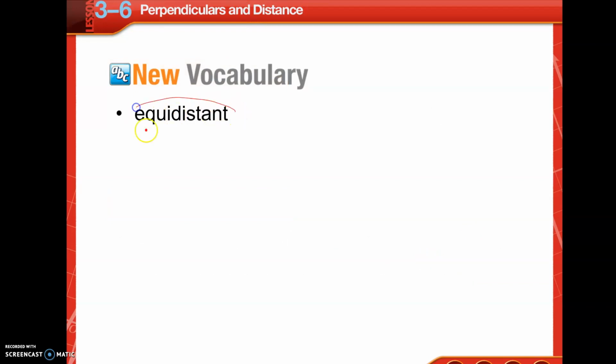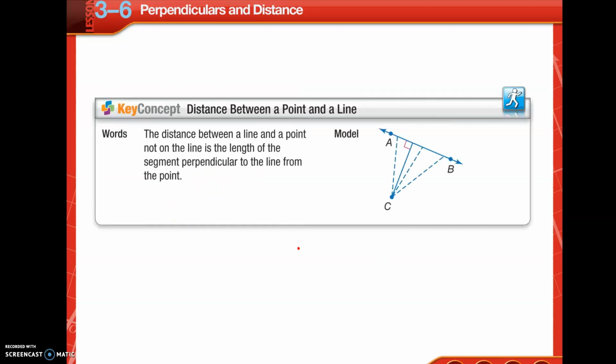So equidistance means that we have this word equal and then distance. So it's saying that everything on that is the same distance away. So when I look at a perpendicular line to another line, then each of the points on there is the same distance across from it, on both sides. So it's all the same distance.